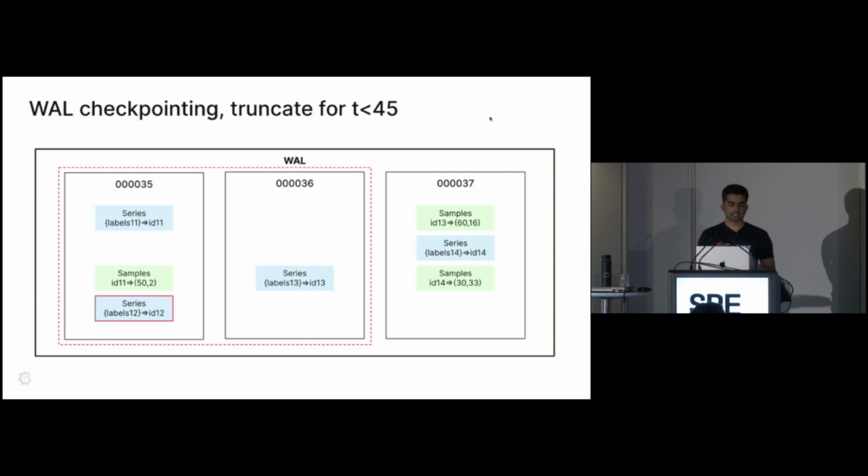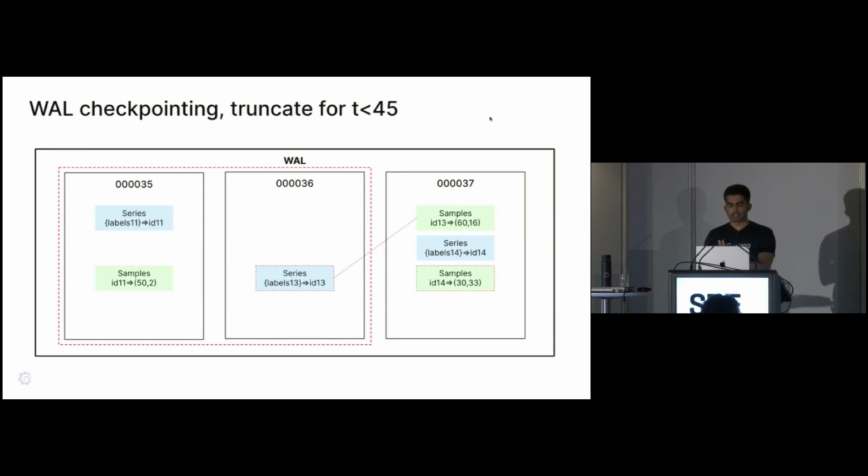After removing, you see that series 12 doesn't have any sample at all anywhere. So we remove that record. But again, I have highlighted two more boxes, one in file 36, where within the checkpoint, like within 35 and 36, there are no samples for label 13, but it has a sample in file 37. So in that case, we still have to keep the series record.